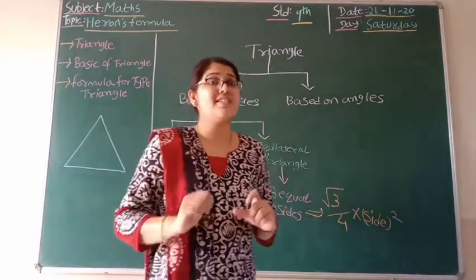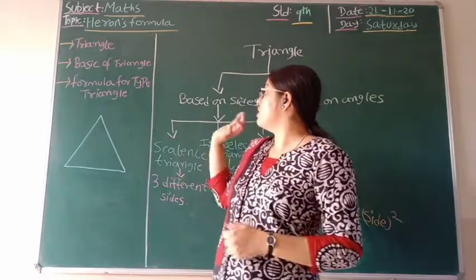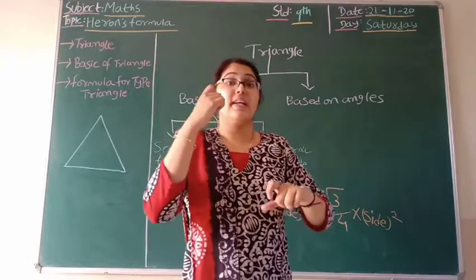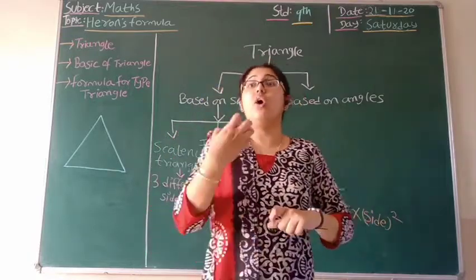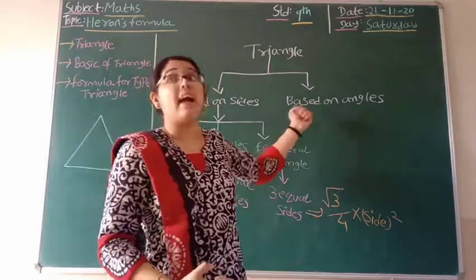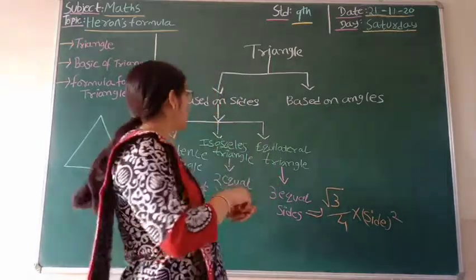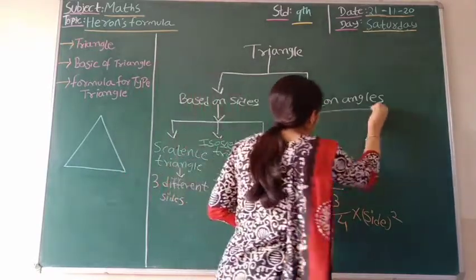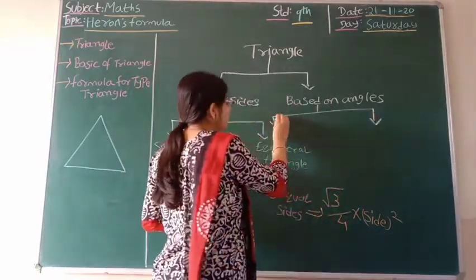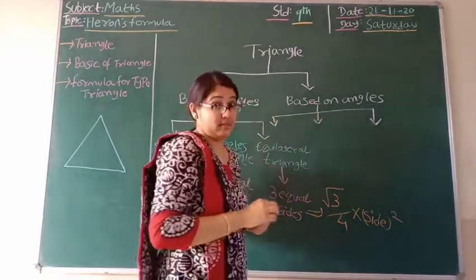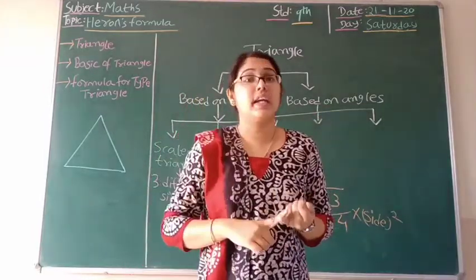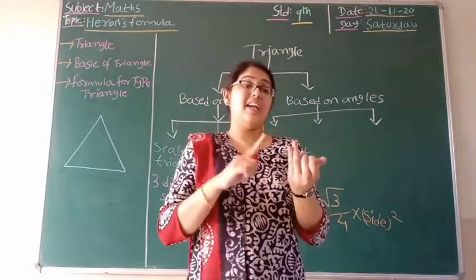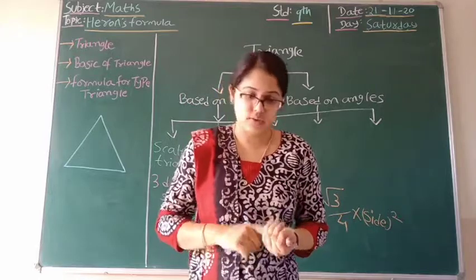So all of this discussion was based on sides, but now we are going to understand the triangle on the basis of angles. So I am drawing over here. How can I classify this on the basis of angles? Basically there are three: one is acute, obtuse and right angle triangle. So I am adding that over here.